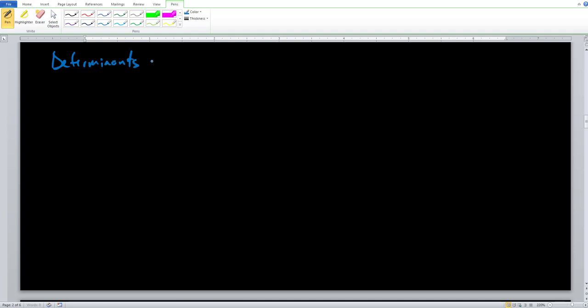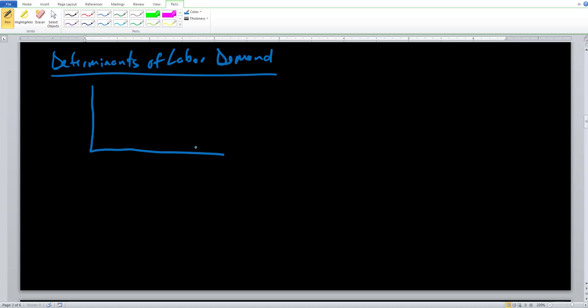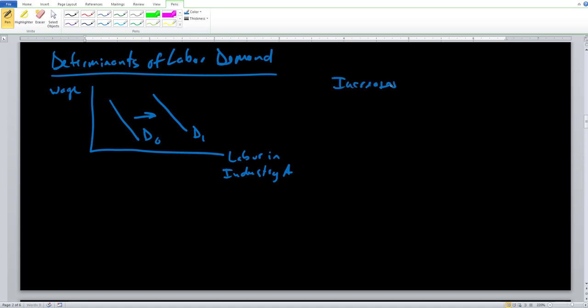Determinants of labor demand. And once again, there's only three of them. We'll only do this in one particular direction. So here we have the wage rate, we have the labor in industry A, and we want to see exactly what happens to demand as we go from D0 over to D1. We have increases in labor demand.